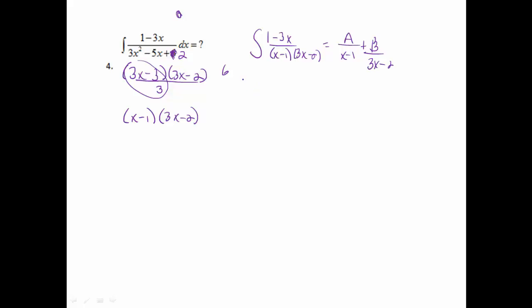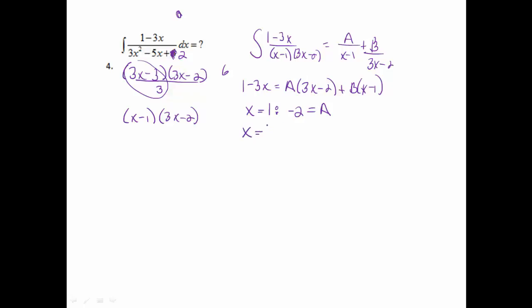So we will put 1 minus 3x is equal to A times 3x minus 2 plus B times x minus 1. Now I am going to let x equal 1 first. And if I let x equal 1, if I plug 1 into the left side, I'm going to get negative 2. And if I plug 1 into the right side, I will get just A, and then that will be it. So A equals negative 2.